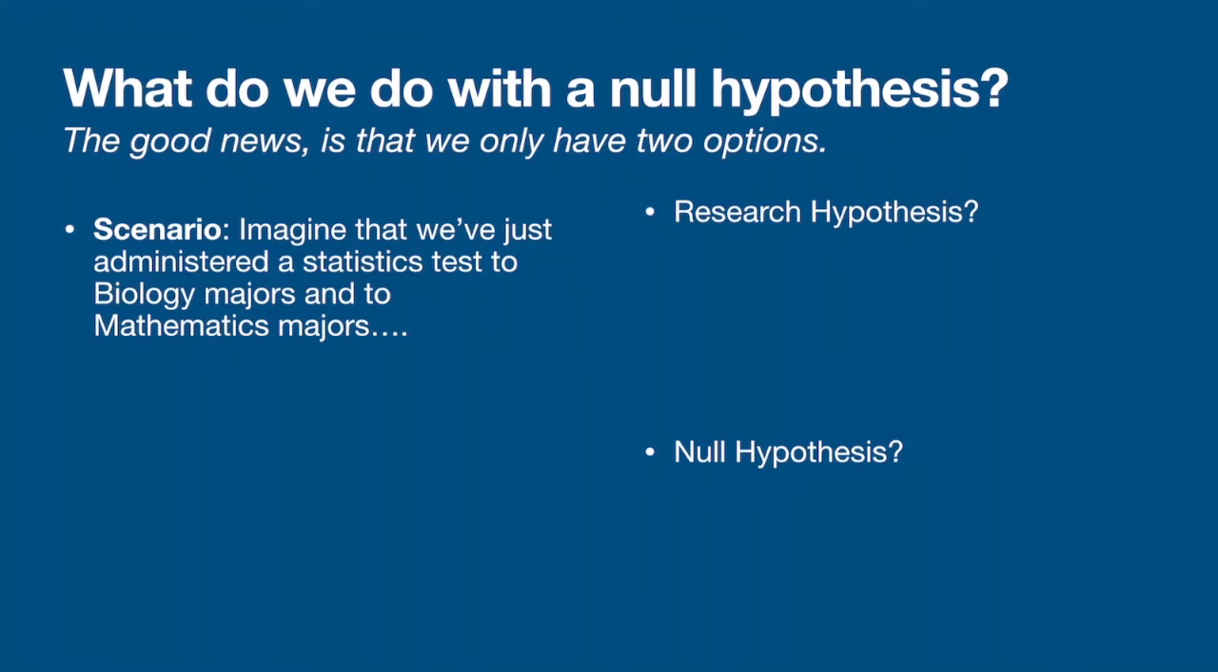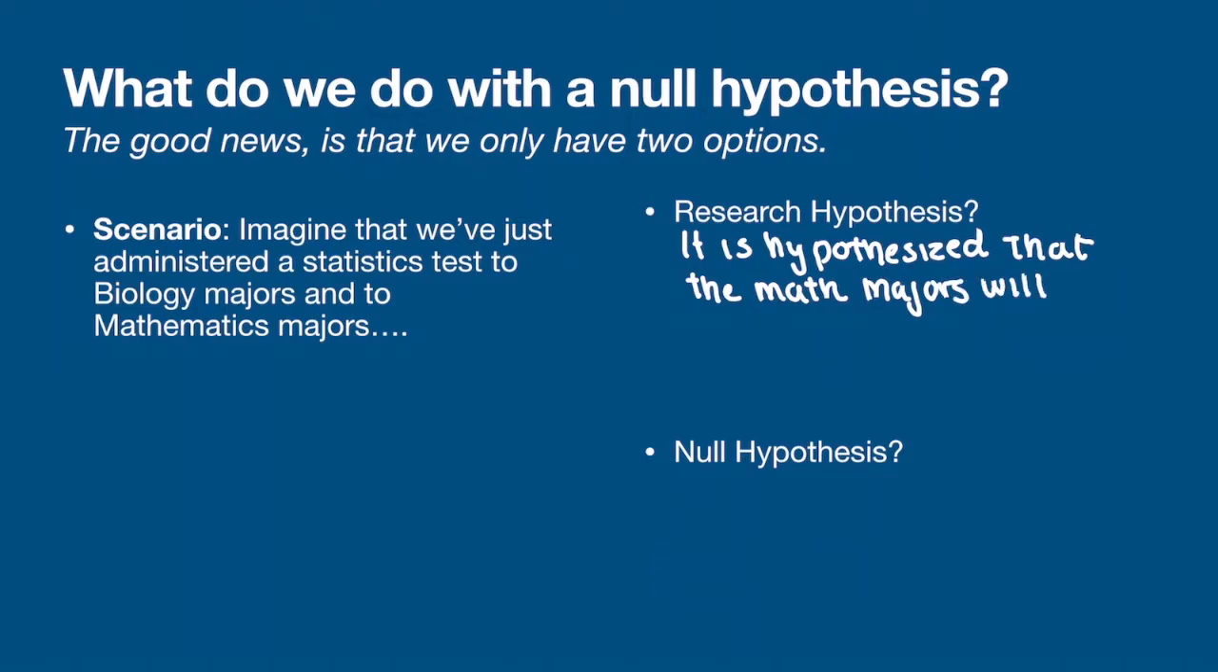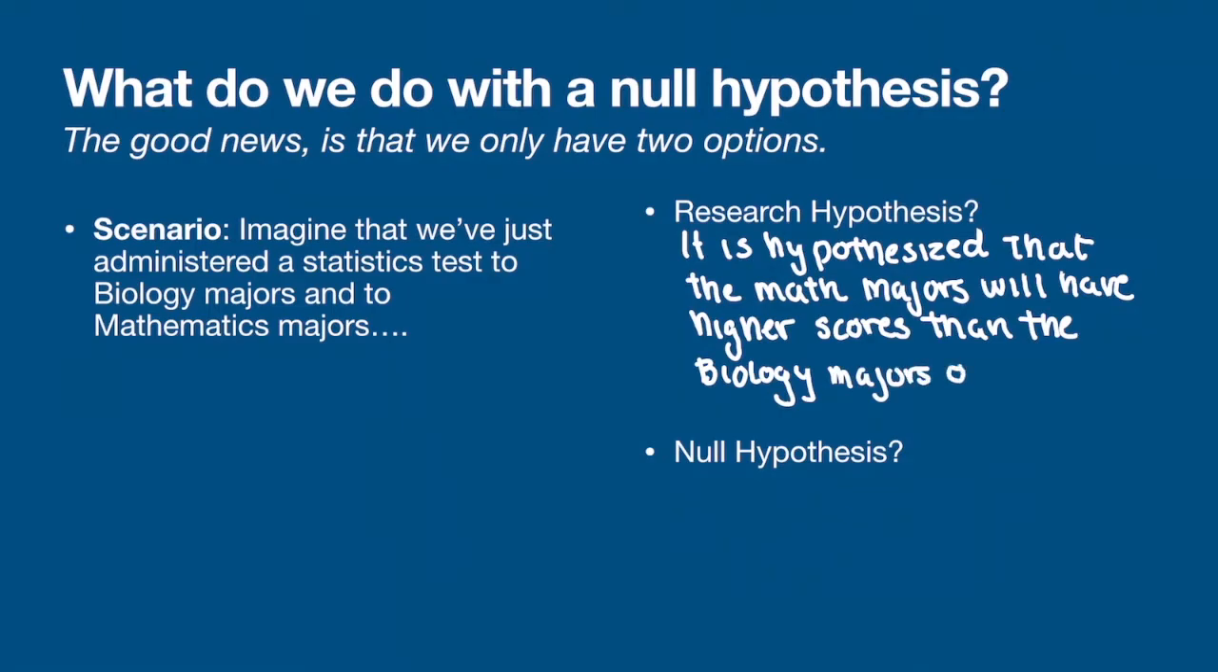And feel free to write this with me. We would say, it is hypothesized that the mathematics majors, and I'll just abbreviate math for short, it is hypothesized that the math majors will have higher scores than the biology majors on the statistics test. I think that we could agree that that's certainly a fair statement.